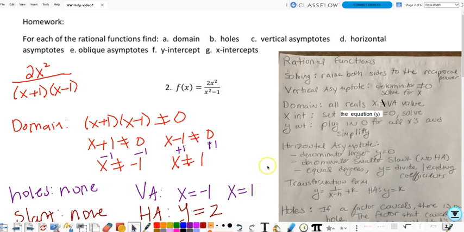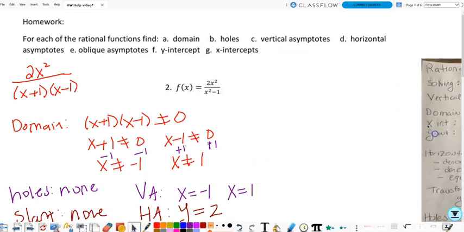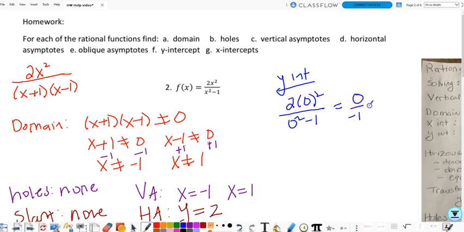All right, let's go for x and y intercept. Y intercept is when x is 0. So 0 squared is 0, times 2 is still 0. 0 divided by anything is 0. So our y-intercept is 0, 0.